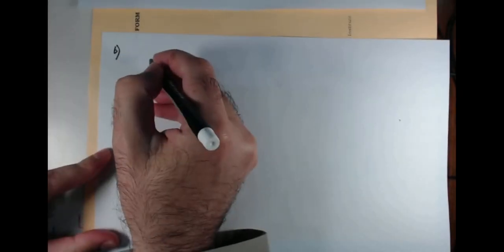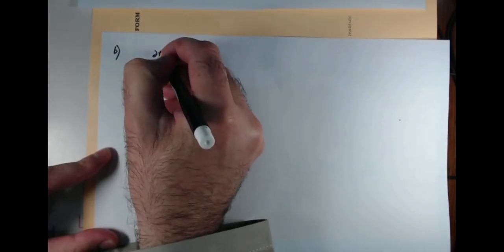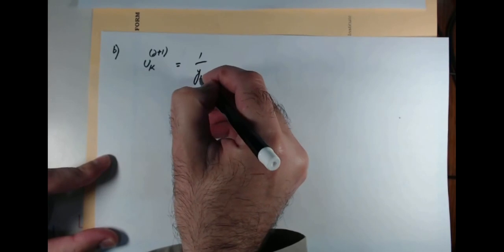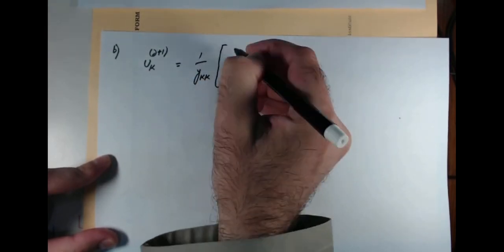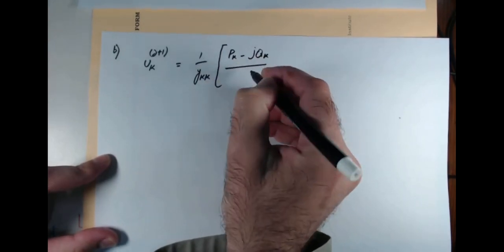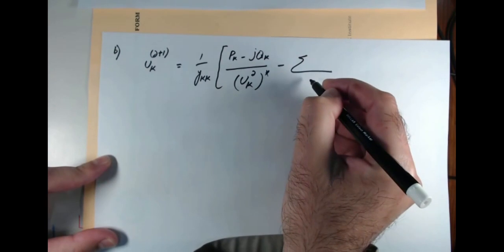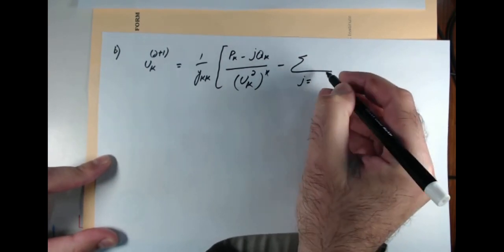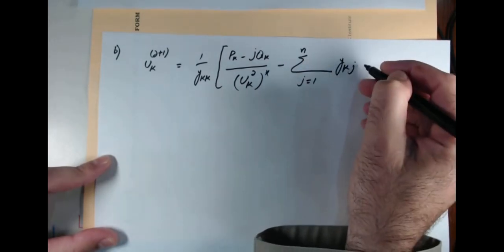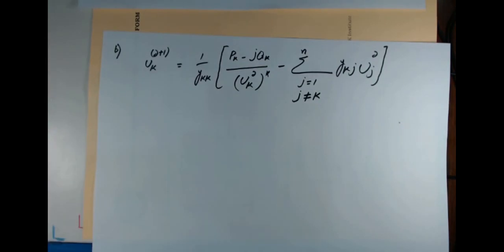So let me write the general form of the Gauss-Seidel algorithm, where we know that the voltage at any bus K, at iteration rho plus 1, where rho is basically the iterations, equals 1 over Y_KK times (P_K minus jQ_K over U_K^rho conjugate minus the sum of all the terms Y_KJ U_J^rho), J equal to 1 to N, where N is the number of buses in a given network, and J should not be equal to K. So this is the general form of the Gauss-Seidel algorithm.